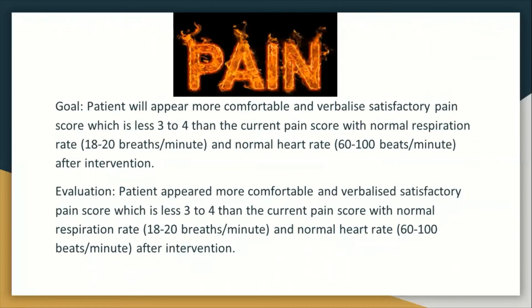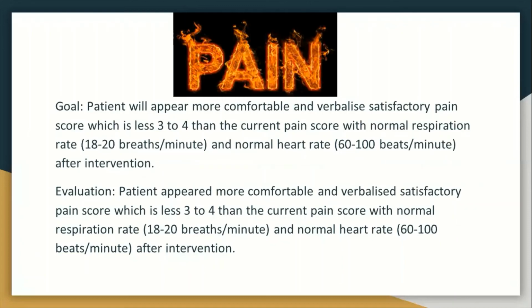The goal for this nursing diagnosis is that the patient will appear more comfortable and verbalize a satisfactory pain score, which is less, 3 to 4, than the current pain score, with normal respiration rate, 18 to 20 breaths per minute, and normal heart rate, 60 to 100 beats per minute after intervention.